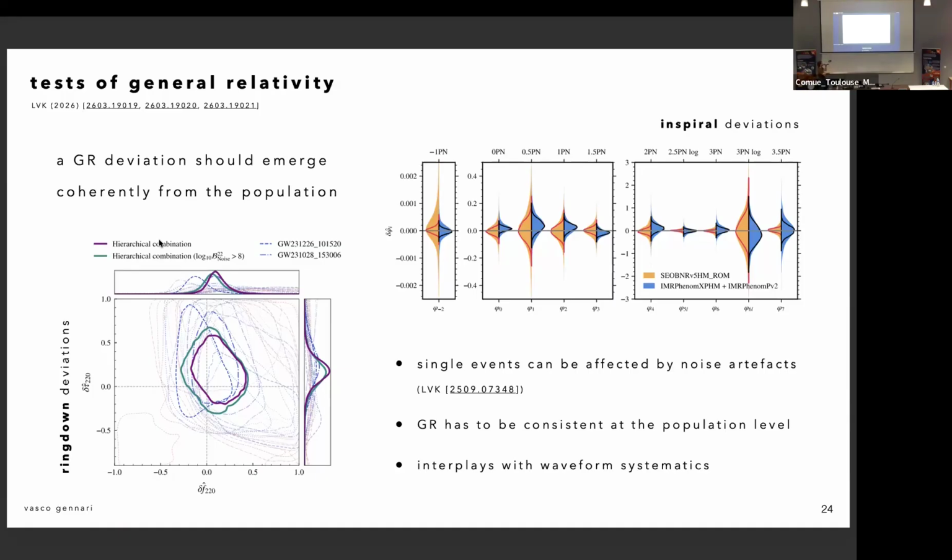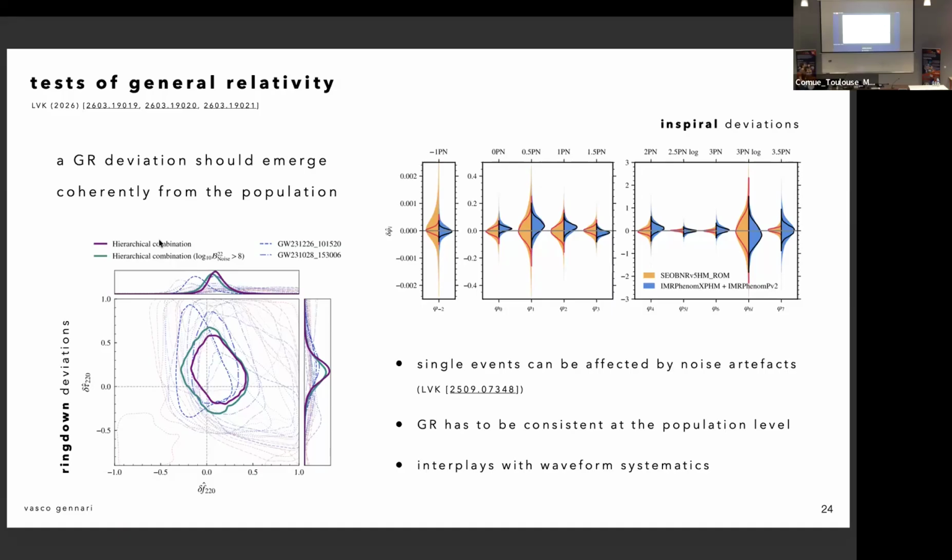Therefore, a proper GR deviation should emerge coherently from the population. So it should be something to be measured at the population level. And this is why the collaboration does tests of GR by combining events.